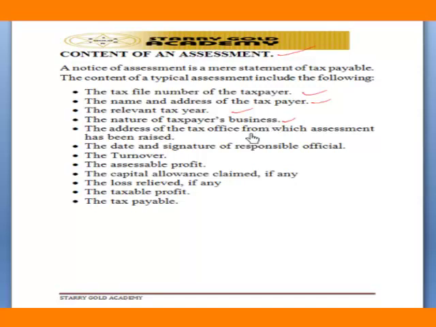Of course, the address of the office from which the assessment has been raised, the station, the date and signature of the responsible official, the turnover, the assessable profit, and the capital allowance claim, if any. We will talk about capital allowance when we get to that part of the syllabus. Loss relief is also somewhere there; we'll look at loss relief. Then taxable profits, and then the tax payable. These are what a typical assessment should include. This makes a typical assessment a valid assessment. All right, we move on.